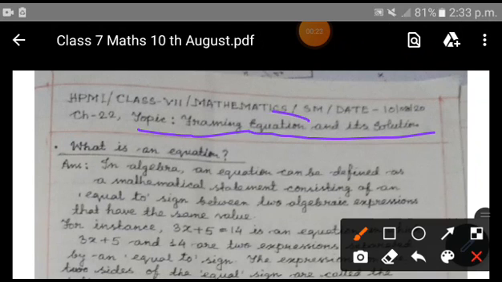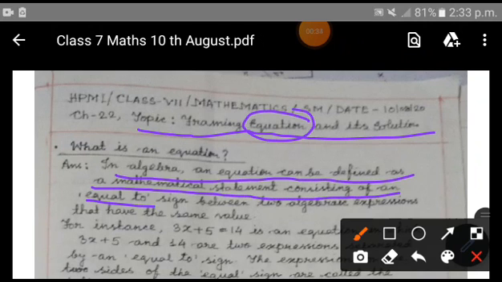Now, what is meant by the term equation? In algebra, an equation can be defined as a mathematical statement consisting of an equal to sign between two algebraic expressions that have the same value. For example, 3x + 5 = 14.